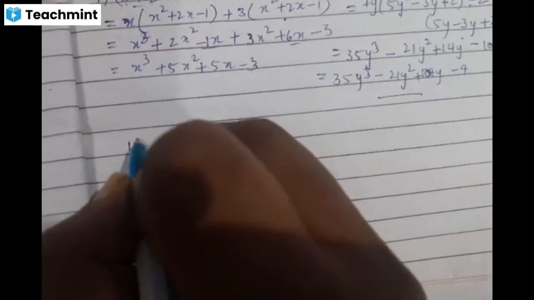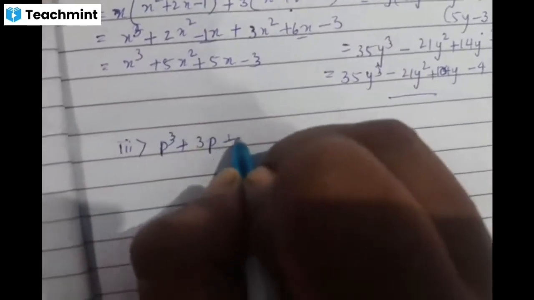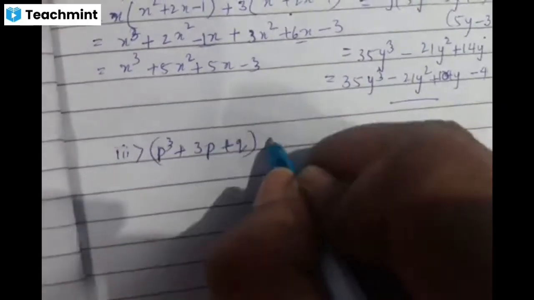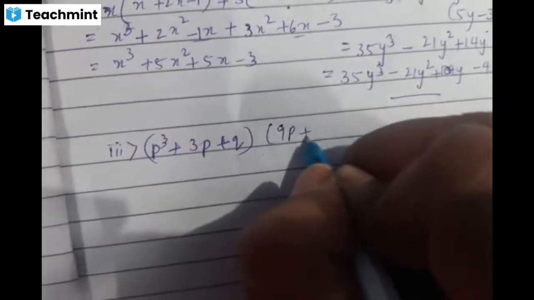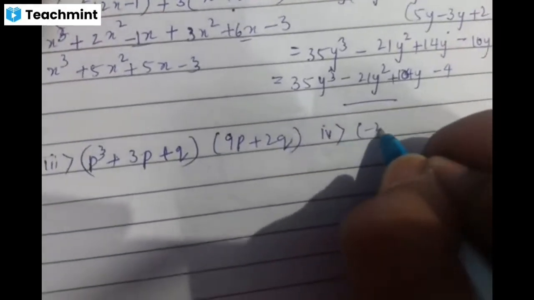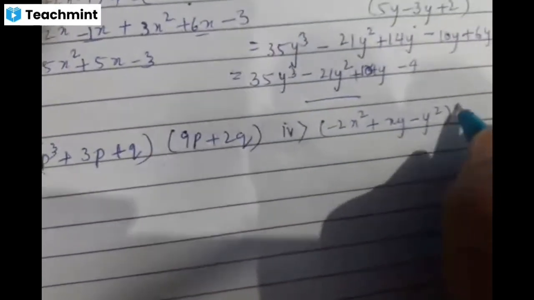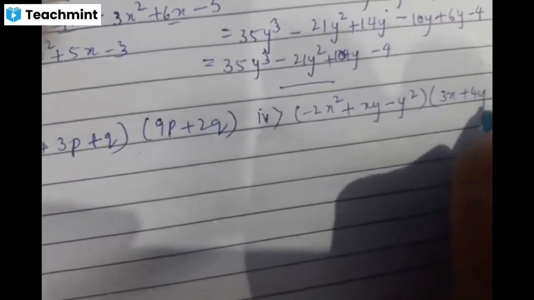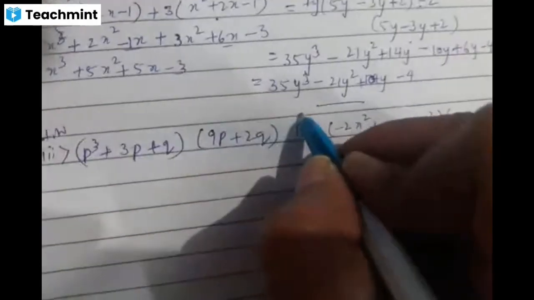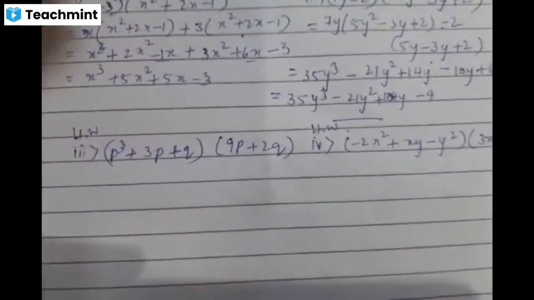Let me give you two sums, children, that is p cube plus 3p plus q into 9p plus 2q. This is one problem. One more is minus 2x square plus xy minus y square into 3x plus 4y. So take these two problems as homework, children, and the remaining we will solve in the next class. Hope you understood well, children. Thank you, children.